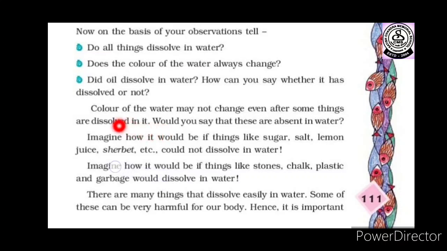Next one, color of the water may not change even after something is dissolved in it. Would you say these are absent in water? Sometimes you can find a few things that when you mix with water, they dissolve in the water, but the color of the water doesn't change.